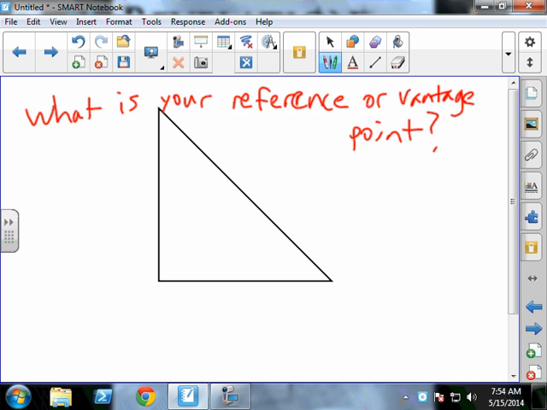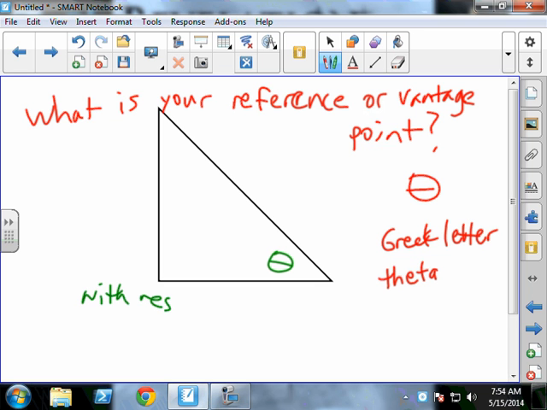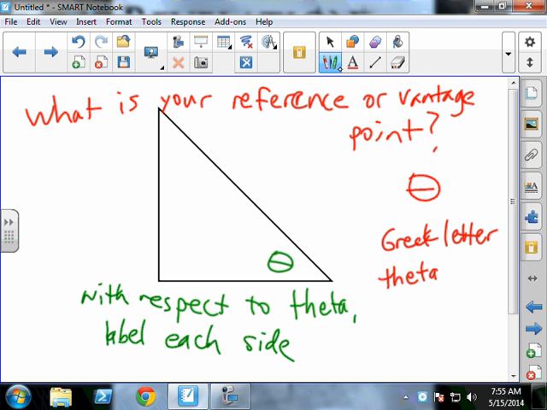What is your reference or vantage point? Greek letter theta. He's going to throw that in the triangle there. I think he's up to something. With respect to theta, label each side.